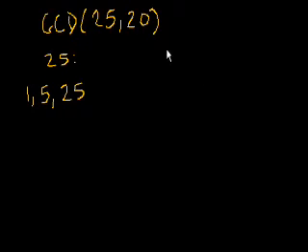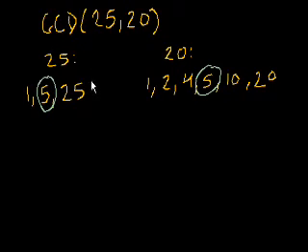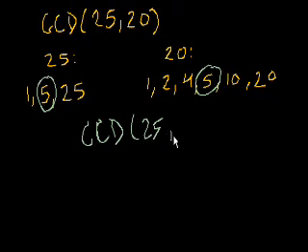Now we do the factors of 20. The factors of 20 are 1, 2, 4, 5, 10, and 20. Looking at this by inspection, they both share 1, but that's nothing special. But they both have the common factor of, you got it, 5. So the greatest common divisor, or greatest common factor, of 25 and 20 equals 5. Let's do another problem.